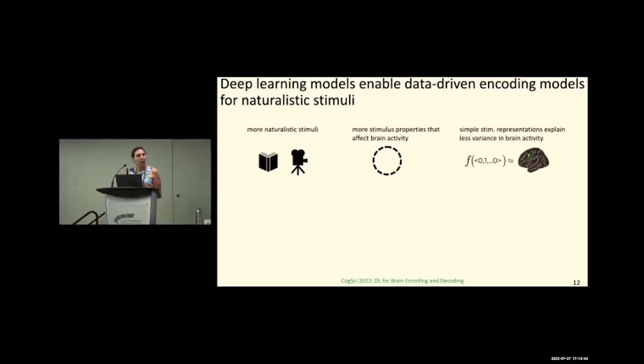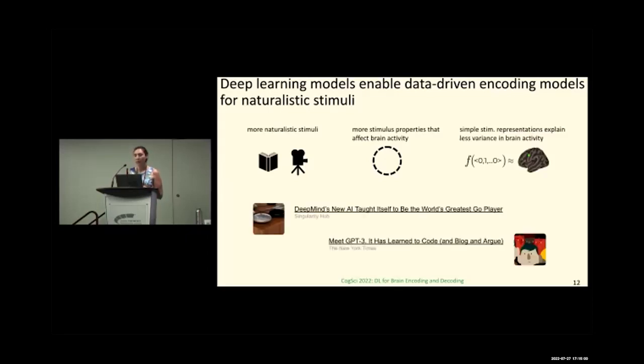So stimulus representations that are simple, like simple hypotheses for the stimulus representation, actually come to explain less and less variance in brain activity measurements. On the other hand, we have had huge progress in deep learning in the last 10 years, which really gives us AI models that can do many different tasks. And of course, these are not perfect and are sometimes even flawed.